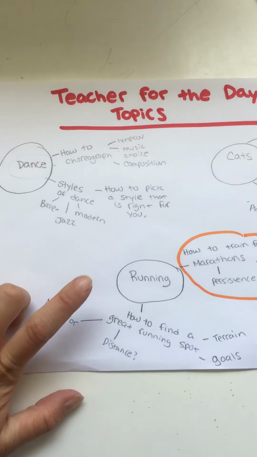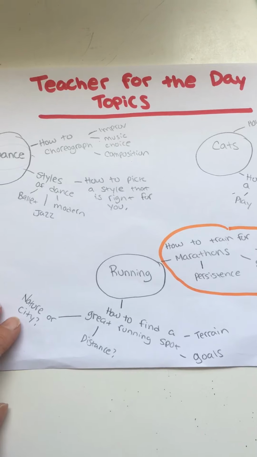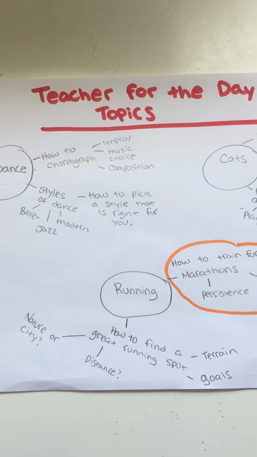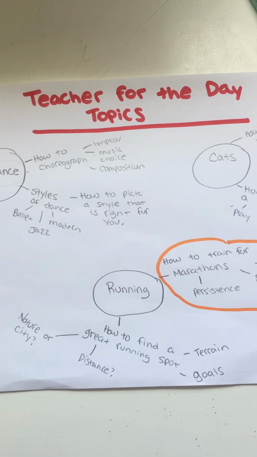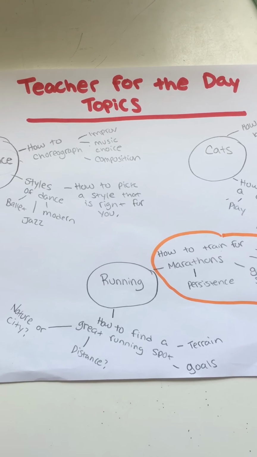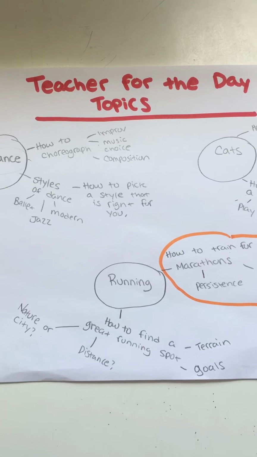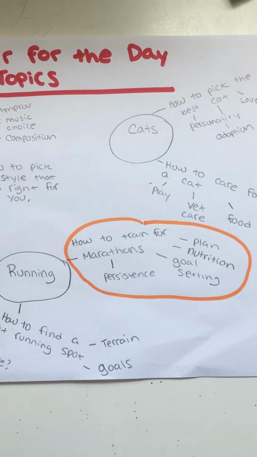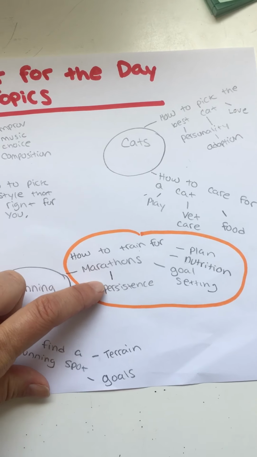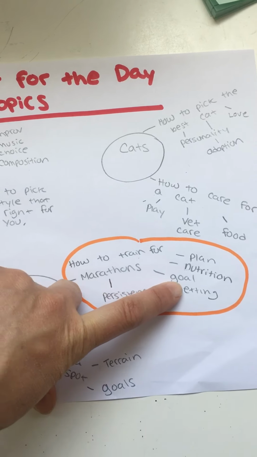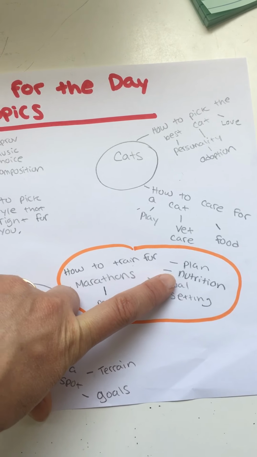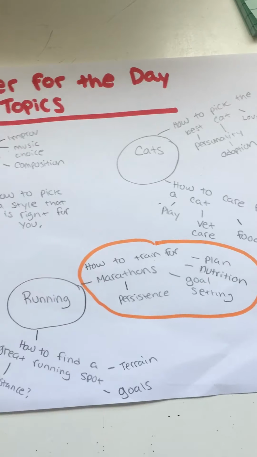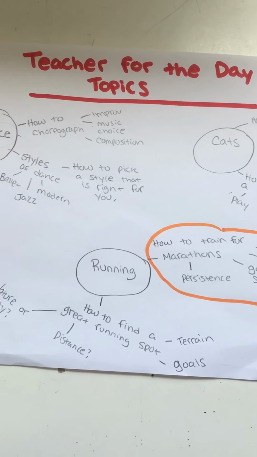Finally, I came to the topic of running, and I was thinking, how to run, that would be a pretty short lesson. Put one foot in front of the other. That wouldn't be very interesting. How would I make a lesson on running interesting? So then I thought, I know a lot about how to train for marathons. Some things that I know about training for marathons are how to be persistent, how to set goals for yourself, how to have good nutrition, and how to plan ahead. So that's a topic I could do. I could do how to train for marathons.